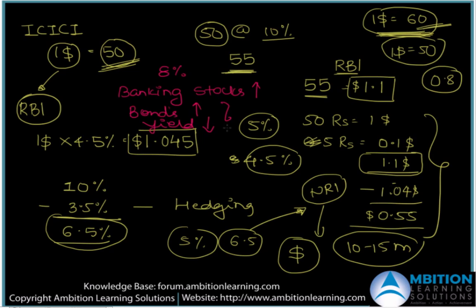Now, why did bonds go up? Why did yields fall? If you've seen the quantitative easing video, you will understand exactly why. I hope in the meanwhile you've understood what an FCNR is. FCNR (B): the B basically stands for banking. I hope it's clear.